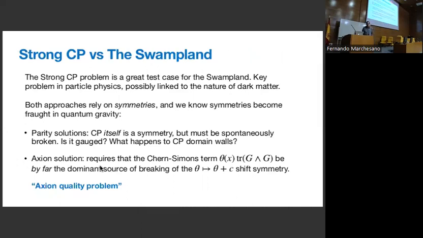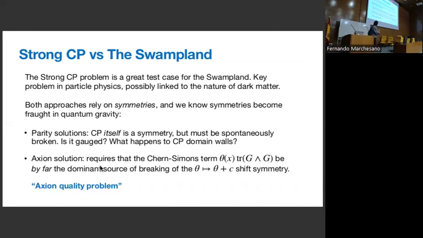Now, I think the strong CP problem is a great test case for swampland ideas because, first of all, it's an important problem. It drives a lot of thinking and phenomenology, and in particular, it gives us a very nice model of dark matter, which is the axion. So it's important, but it's also closely tied to symmetries. And we know that we should have doubts about global symmetries or approximate global symmetries in theories of quantum gravity, and that's why this is a good case for bringing in swampland thinking.